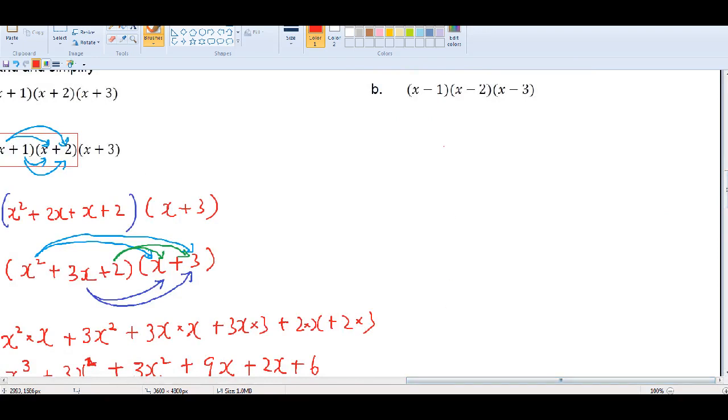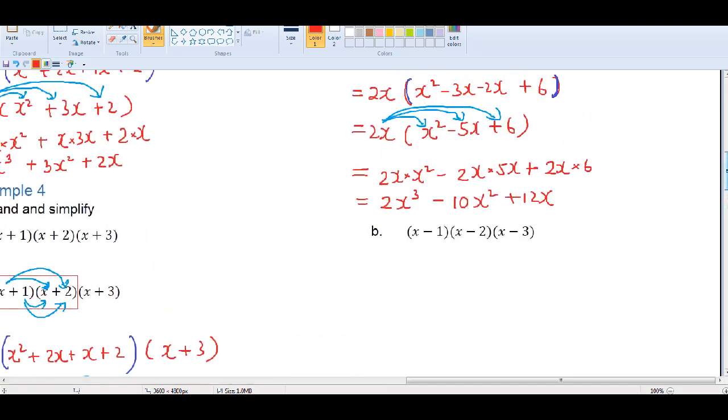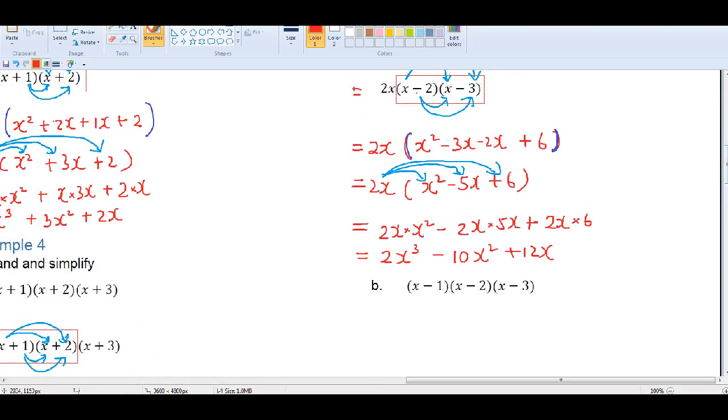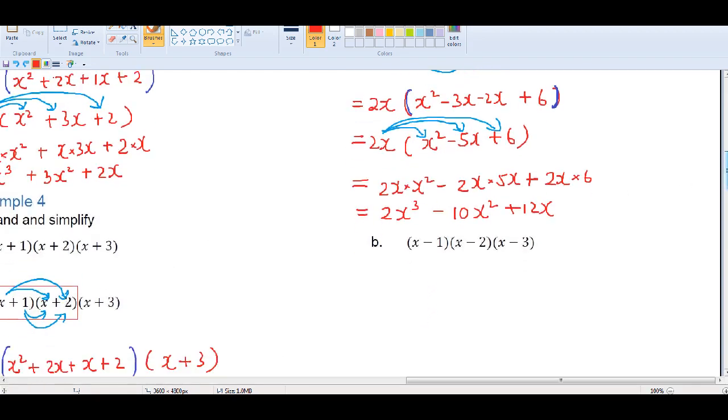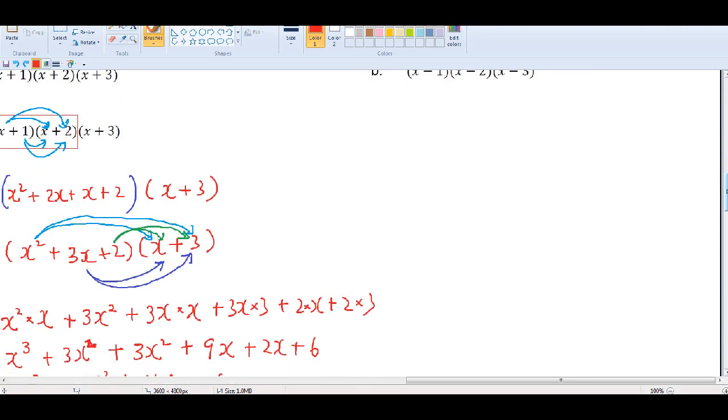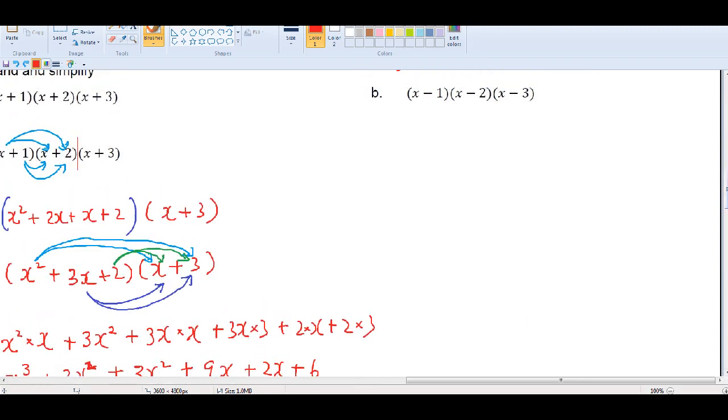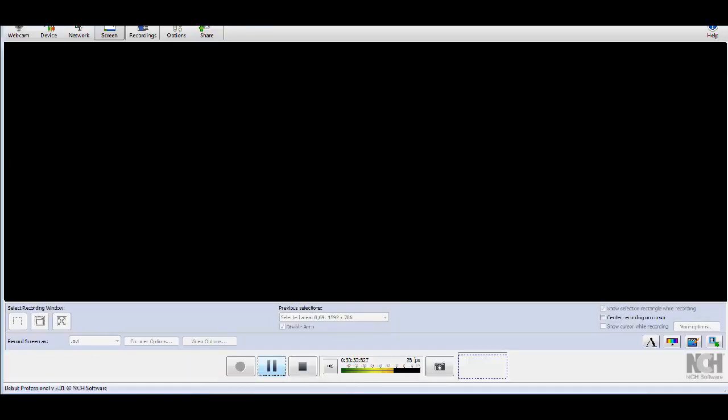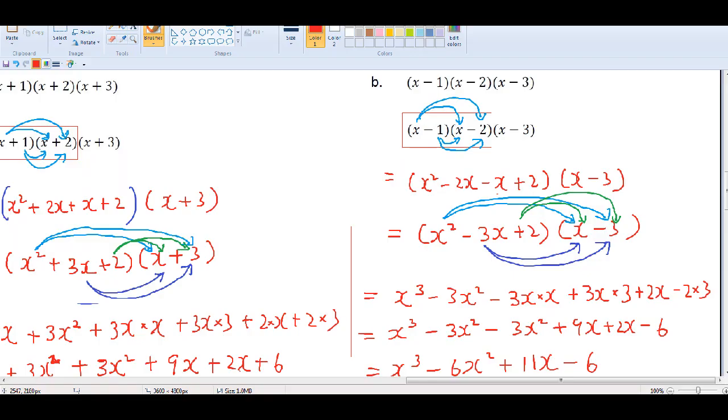B is more difficult because there's a minus sign. You need to consider that minus times minus becomes positive, like what we've done before. You've got minus 2 times minus 3 becomes plus 6, all sorts of things like this. You need to be careful. I might pause the video for you to have a try, and then let's check the answer.